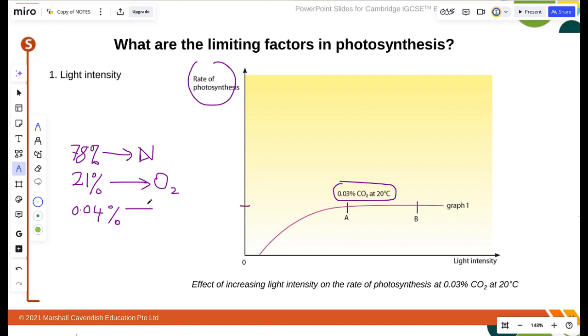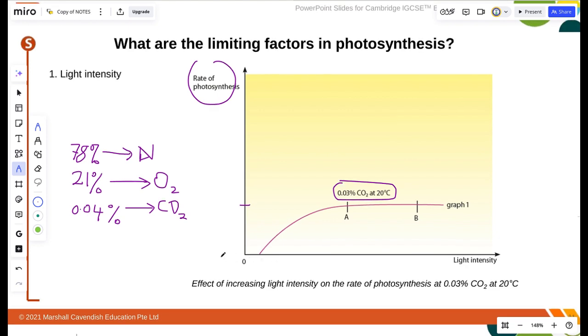Imagine we have carbon dioxide up to 20% in the atmosphere. I think nobody could stay on planet Earth anymore because the gas is dangerous and not good. Even as small as 0.03 or 0.04%, it's already causing a lot of problems in our ozone layer. So at this level of carbon dioxide, at 20 degrees, this particular rate of photosynthesis is taken. So the number one factor that affects the rate of photosynthesis is light intensity.